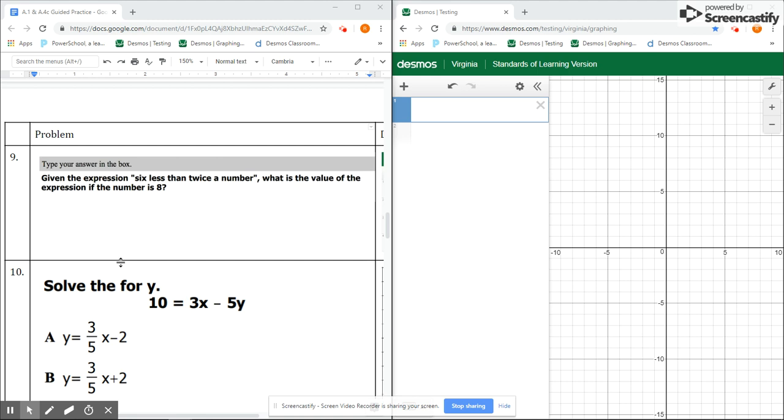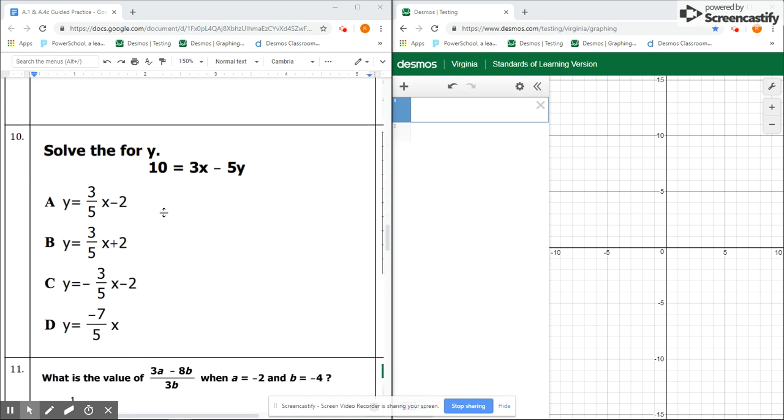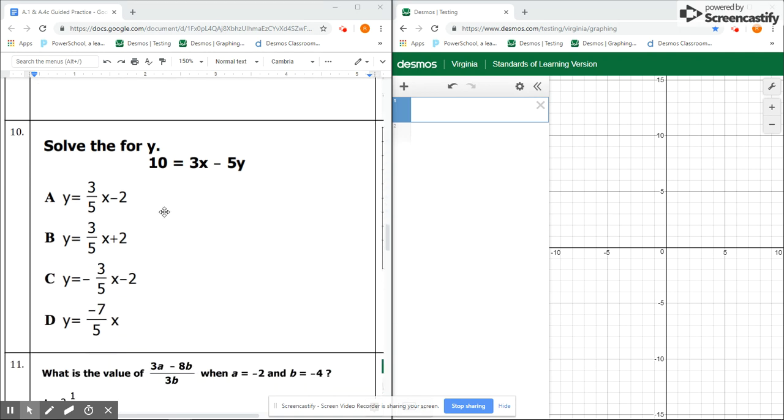All right, this is 8.1 and 8.4C guided practice, page number 3. We're going to talk about 9, 10, 11, and 12 on this video. I'm going to start actually on number 10, so if you skip down to number 10 with me. The question says solve the equation for y, and then match what equation is equivalent to that.